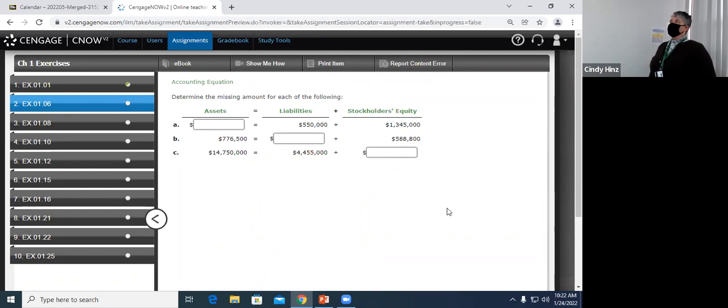So at this point, we have talked about a lot of the background stuff about accounting, and we're ready to actually start learning how we do this. Okay, we know why we do it now. How do we do it? So we're going to start with something called the fundamental accounting equation.